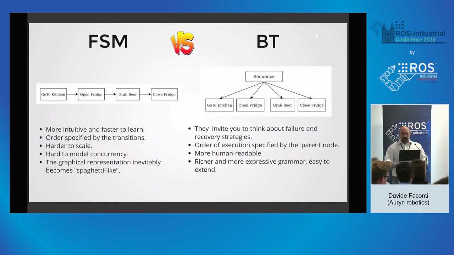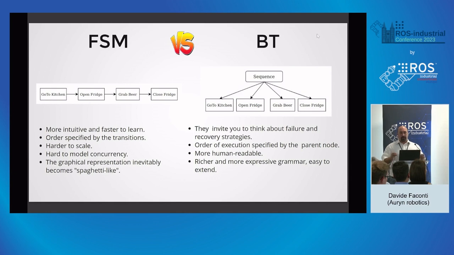So, finite state machines and behavior trees. To grasp the difference between the two, let's start by saying that state machines are probably more intuitive as a user. We have a mental model of them that is more familiar.